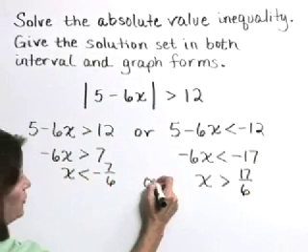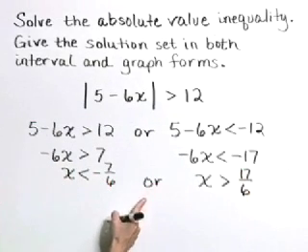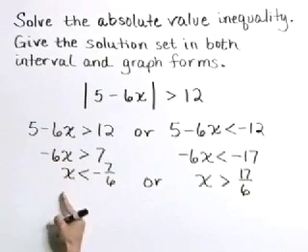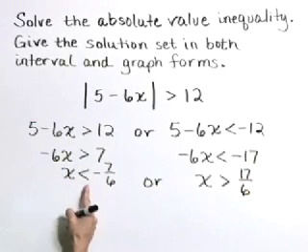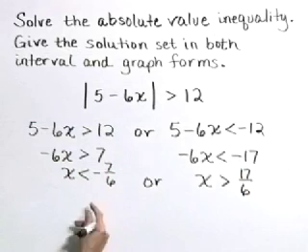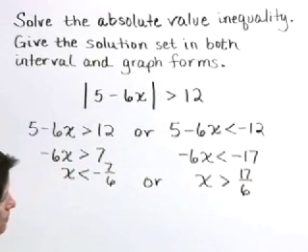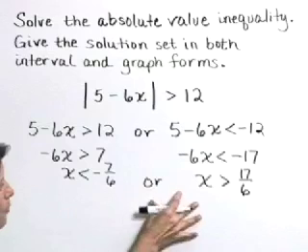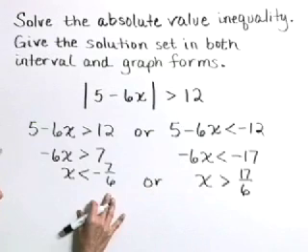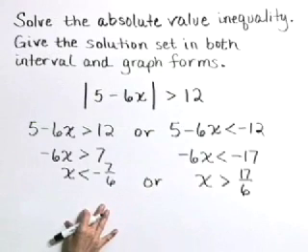Now, these are connected with the or word, so our solution is all values x that are less than negative 7/6 or greater than 17/6 or both, but there's not an or both part here. These two sets don't overlap.